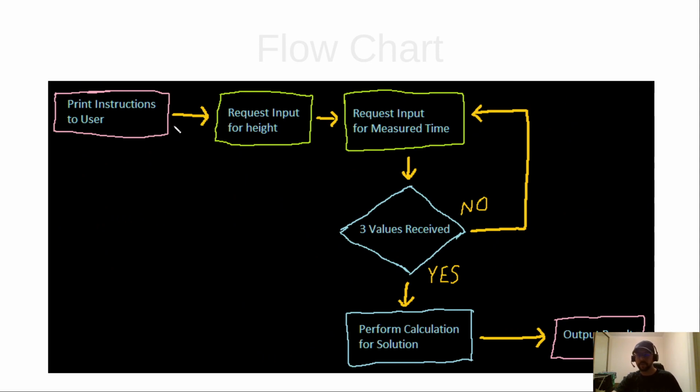Here's just a general, very generic flow chart that I will most of the time follow in the code for solving the problem. So first we're going to want to print instructions to the user. We're going to request that the user enters a value for the height. We're going to input instructions to get the time and request that. And we're going to keep count of how many values we have. If we do not have 3 values yet, we're going to come up here and repeat and ask again. If we do have 3 values, we're going to do our math. And then we're going to output our result at the end.